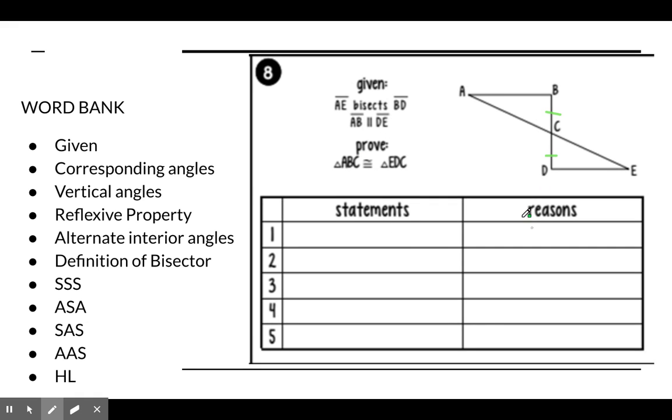Okay, so notice this one's completely empty. So let's write that first. AE bisects BD. We know that that is always our given reason. And based off of that, we now can conclude that segment BC is congruent to segment CD. And we know that's true because of the definition of a bisector.